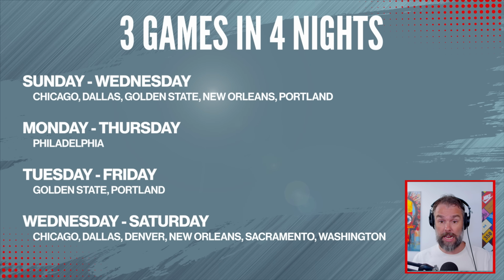You'll see Golden State's and Portland's name mentioned twice there between Sunday and Friday. They've got 2 separate 3 game in 4 night stretches. Wednesday to Saturday, Chicago, Dallas, Denver, New Orleans, Sacramento, Washington. Now, if you remember back to week 4, the back end of the week was not very busy. This week, we have got more stuff happening towards the back end of the week.